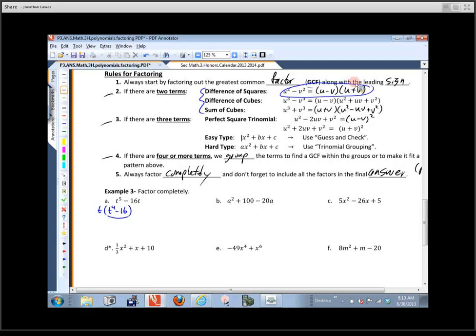Okay, so let's check and see. Is 16 a perfect square? Of what? Of 4. Okay. Is t to the 4th a perfect square? It is. Of what? T to the 2nd, t squared. Okay. So this one right here is going to break down into t squared minus 4, and I'm going to write that first, and t squared plus 4. Okay. Always want to keep track of that t right there.